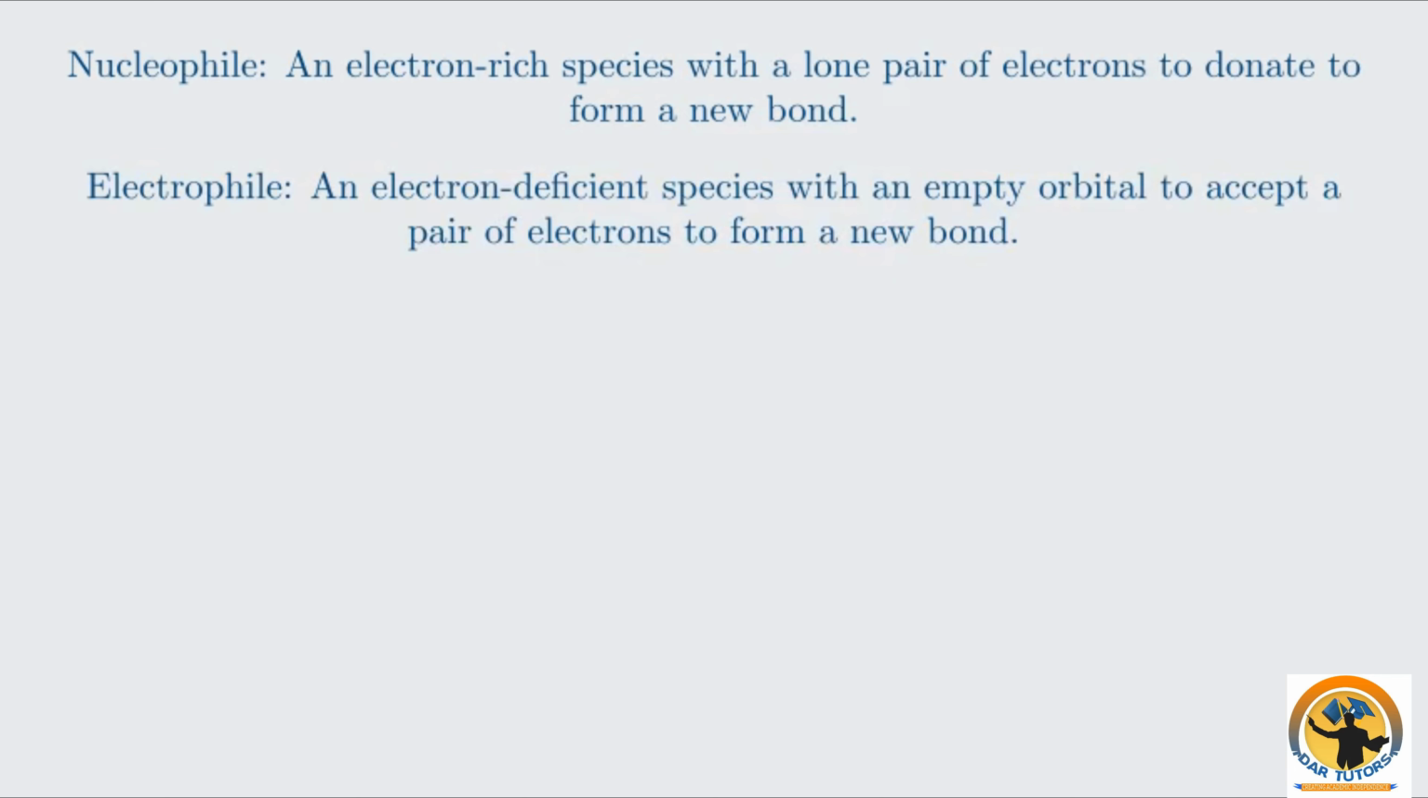In any reaction involving these two, the nucleophile attacks the electrophile. This movement of an electron pair is represented by a full-headed curly arrow. So, we draw an arrow starting from the electron-rich nucleophile and pointing towards the electron-deficient electrophile, showing the electrons moving.